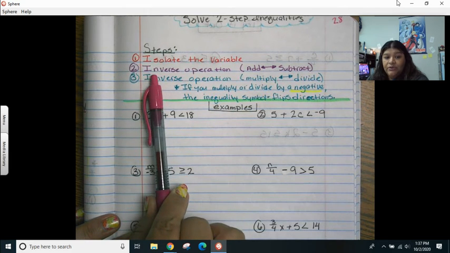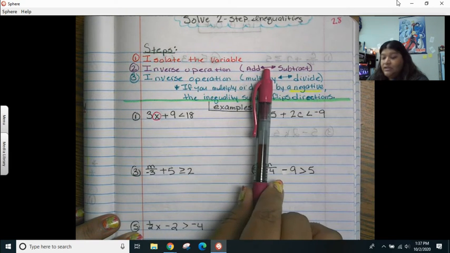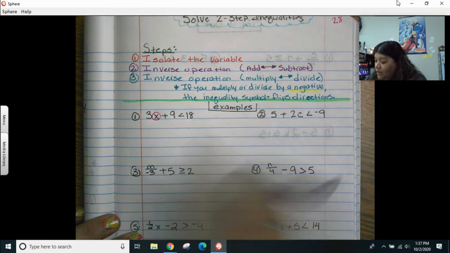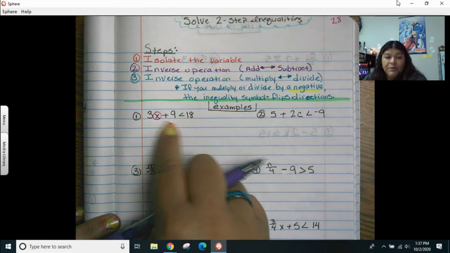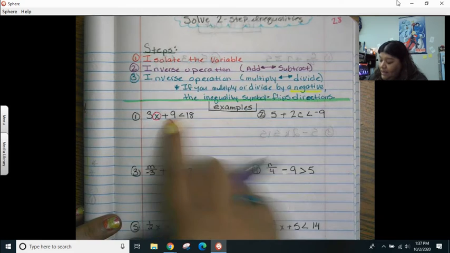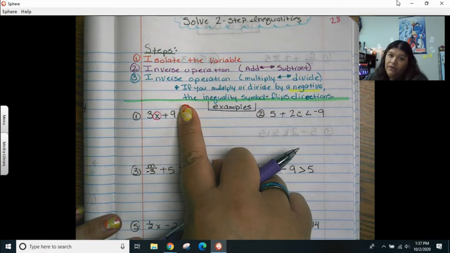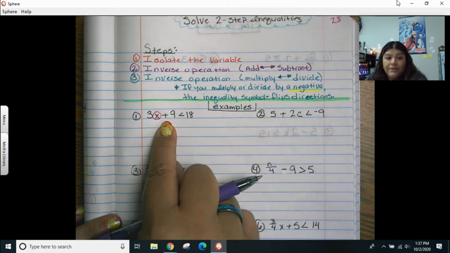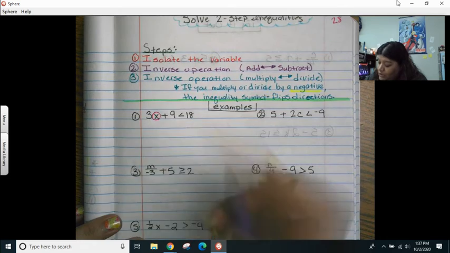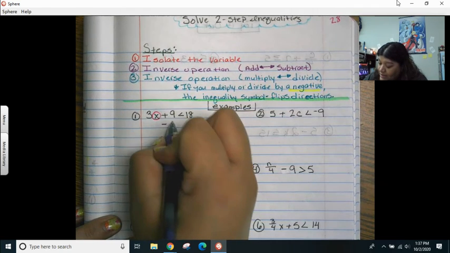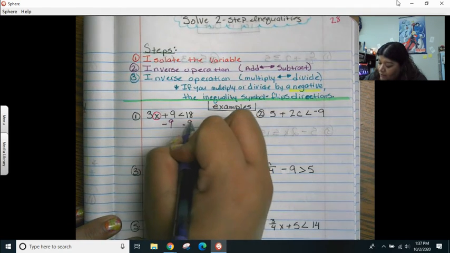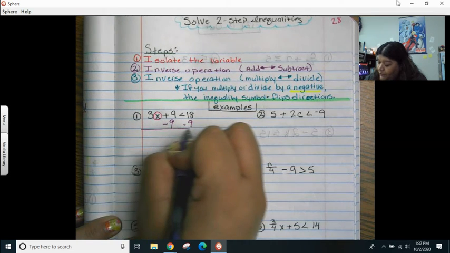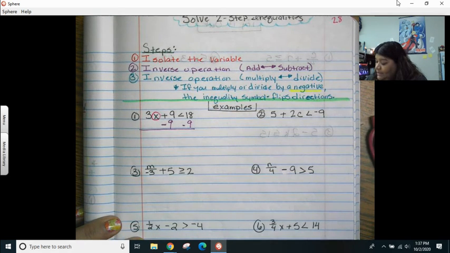So looking at step 2, it says to get rid of the addition subtraction first. So I see adding 9. It's pretty much get rid of the number that is by himself on the variable side. See how the 9 is by himself and the 3 is attached to the x, okay? So we're going to do the opposite of adding 9, which is subtracting 9 from both sides, okay? So I'm going to go ahead and subtract 9 from both sides.